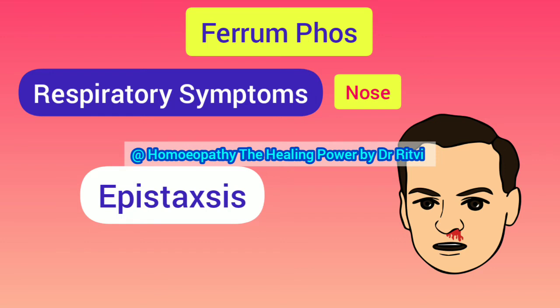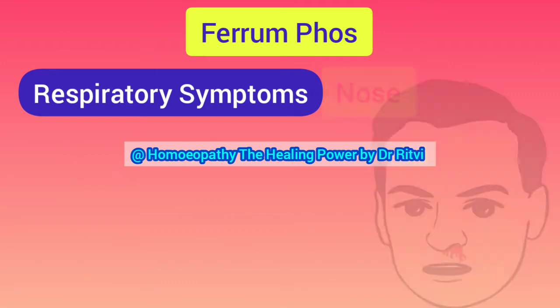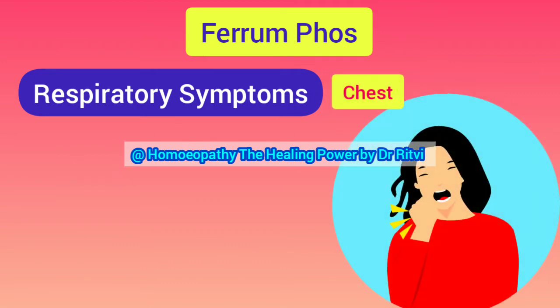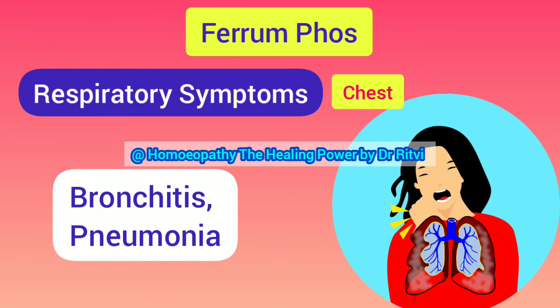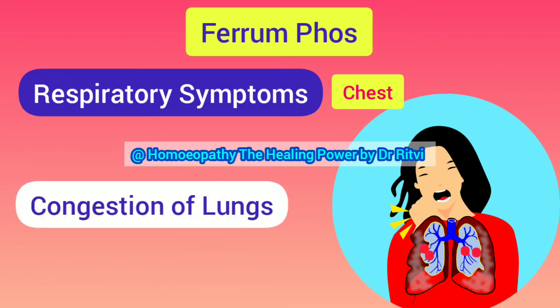Now friends, let's start with the chest symptoms of Ferrum Phos. Ferrum Phos is useful in the acute stage of all inflammatory diseases of the respiratory tract like bronchitis and pneumonia. Ferrum Phos is indicated whenever there is congestion of lungs.